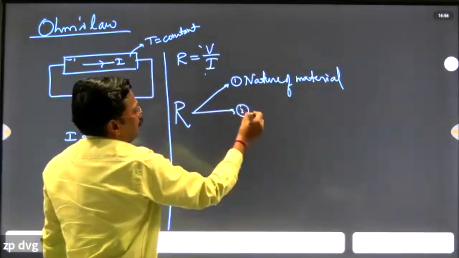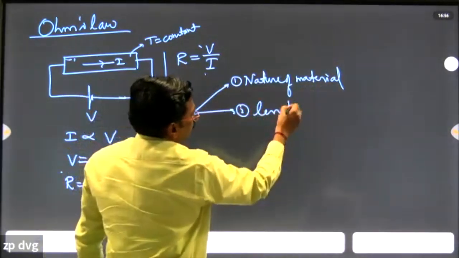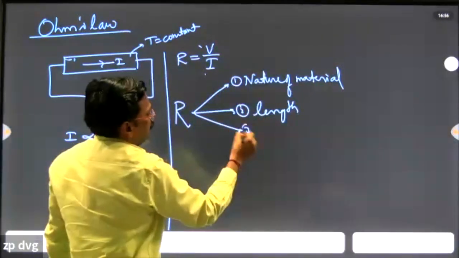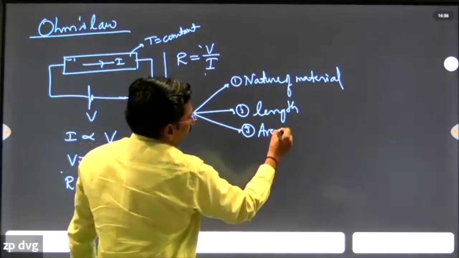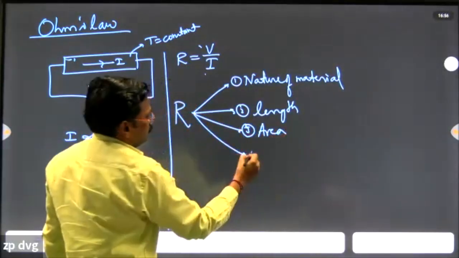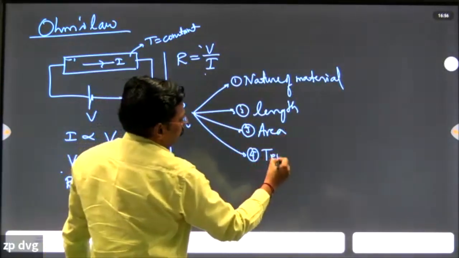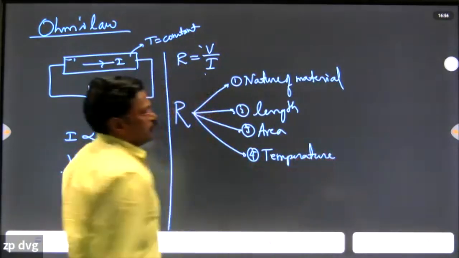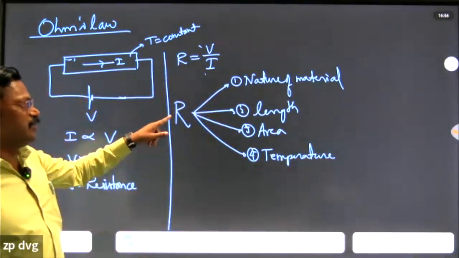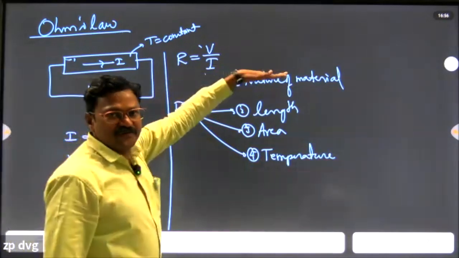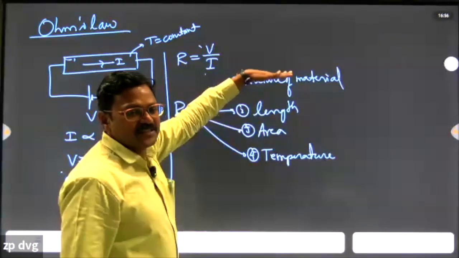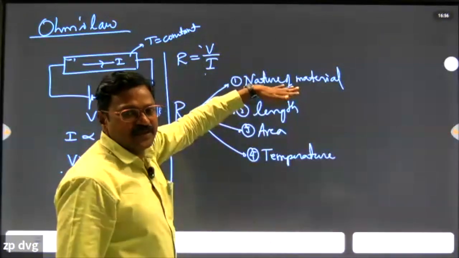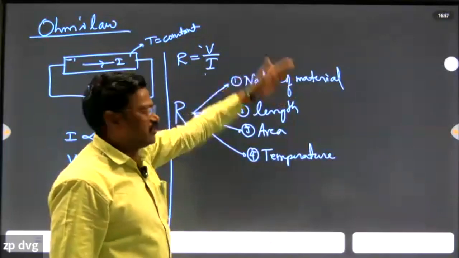Resistance depends on length. Resistance depends on area of cross section. Resistance depends on temperature. So these are the parameters on which resistance depends. Different materials will have different values of resistance. Conductors have less resistance, while insulators will have higher values of resistance.